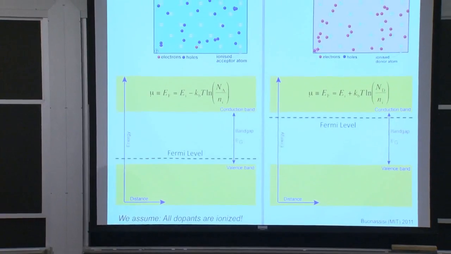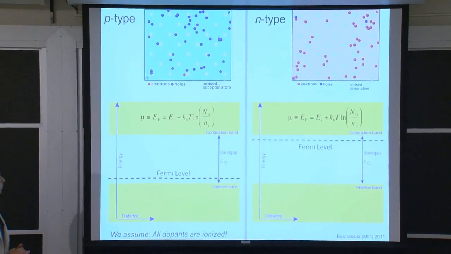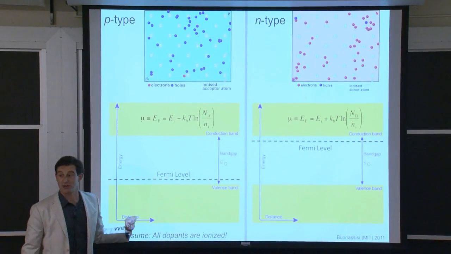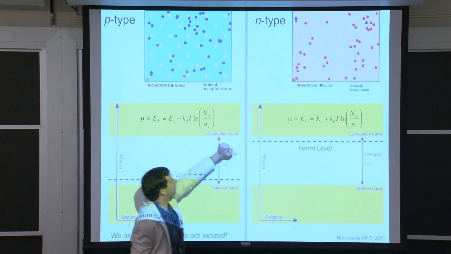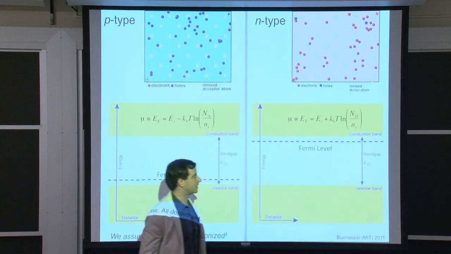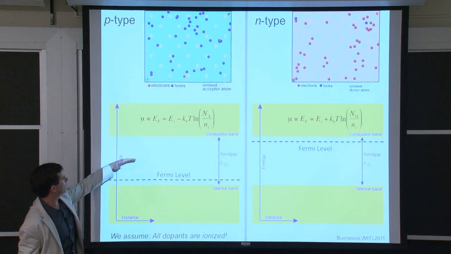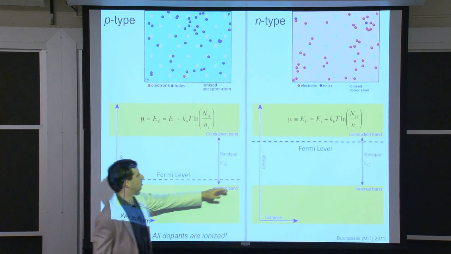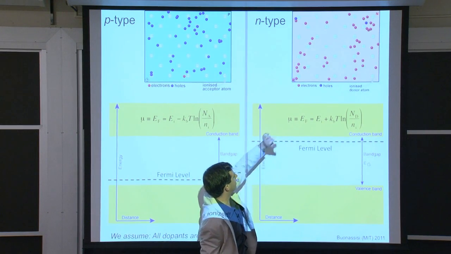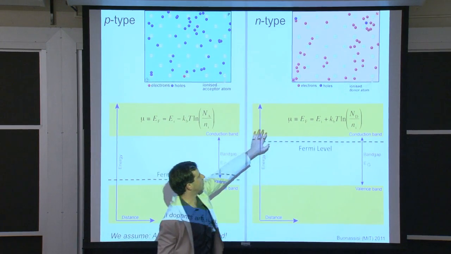So let's look first off at what happens to our Fermi level when we dope our material, when we intentionally add, in this case, boron atoms to make it p-type or phosphorus atoms to make the material n-type. What happens? Well, we end up shifting our Fermi level toward the valence band or shifting the Fermi level toward the conduction band by the addition of holes or electrons.